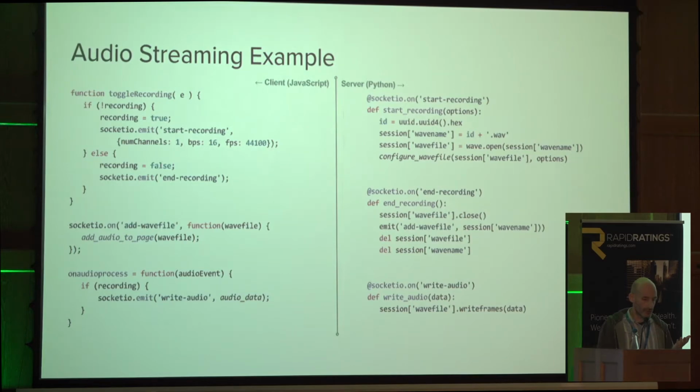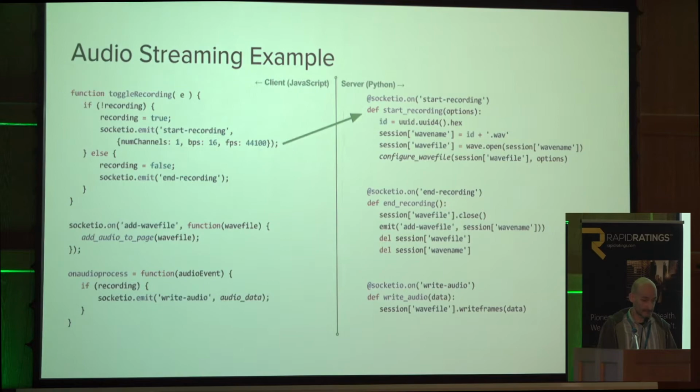As soon as you press the record button, I send a start recording event that calls the start recording function of the server. Maybe you don't know this, a lot of people don't, but the Python standard library has a wave module that writes wave files. That's very handy. So I configure a wave file with the Python standard library, and then I store the name, which is a UUID4, just a random name, and the actual wave file object in the session. And session is basically a user session.